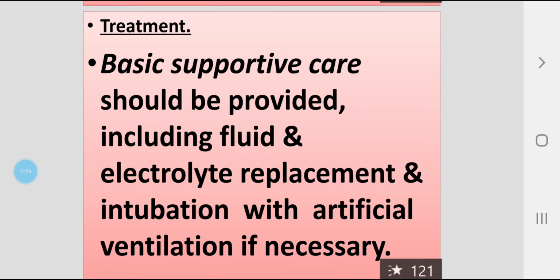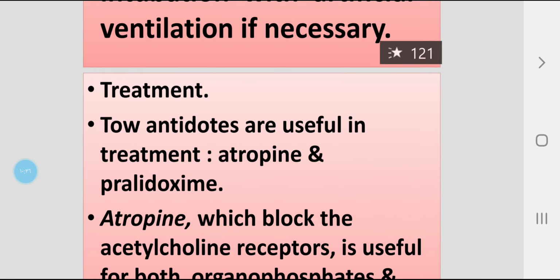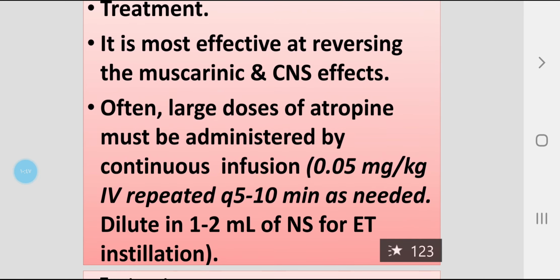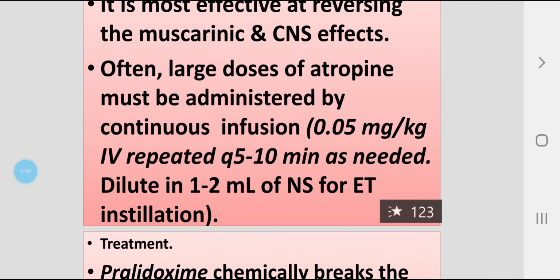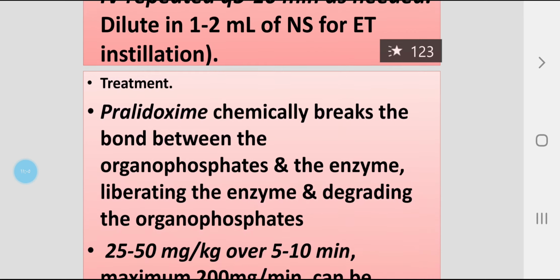Basic supportive care should be provided, including fluid and electrolyte replacement and intubation with artificial ventilation if necessary. Two antidotes are useful in treatment, atropine and pralidoxime. Atropine, which blocks the acetylcholine receptors, is useful for both organophosphate and carbamate. It is most effective at reversing the muscarinic and CNS effects. Often a large dose of atropine must be administered by continuous infusion, 0.05 mg per kg IV, repeated every 5 to 10 minutes as needed. Dilute in 1 to 2 ml of normal saline for endotracheal instillation.